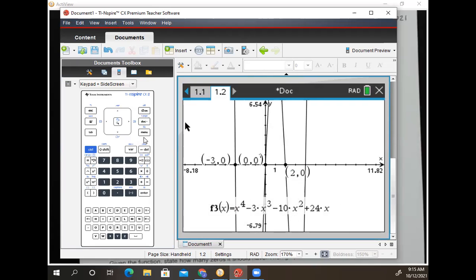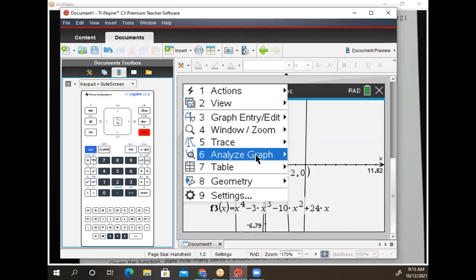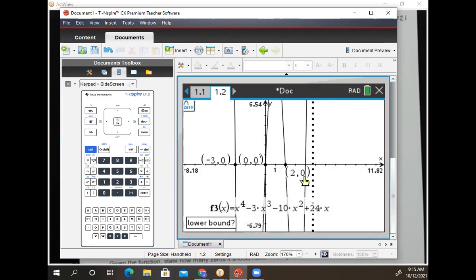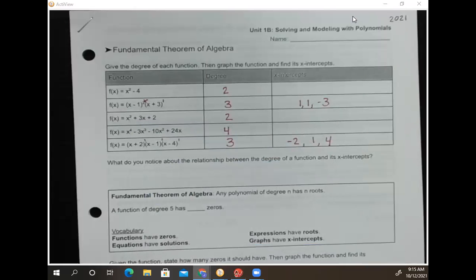I've got one at 2. And I've got one at 4. So those are my x-intercepts. They're -3, 0, 2, and 4. Let me put my calculator down and I'll fill in my x-intercepts on my paper. You guys should have yours filled in.